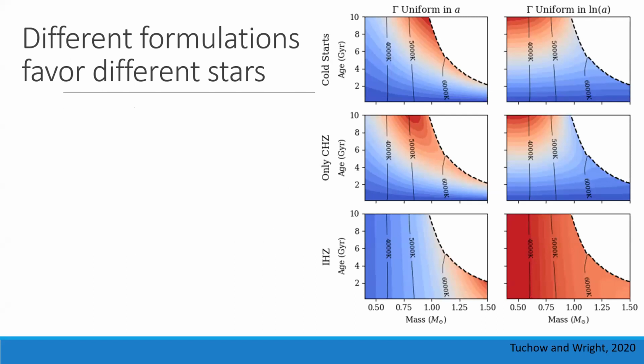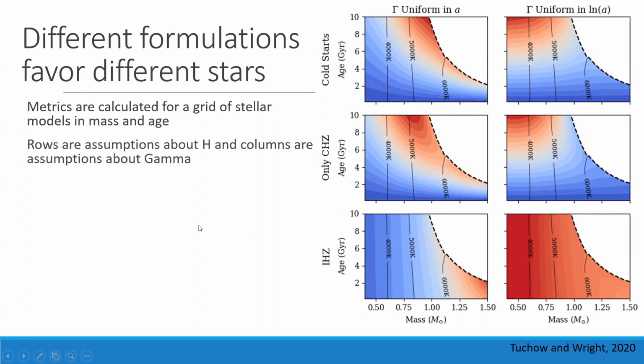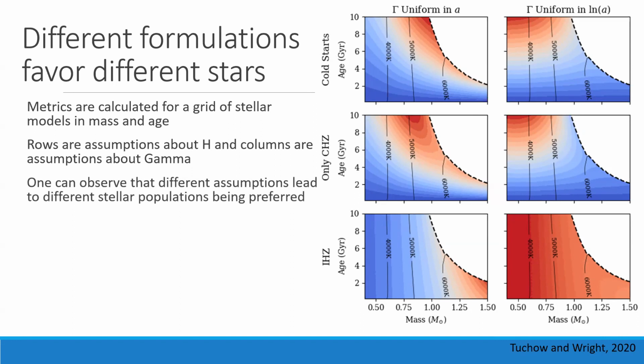So we find that different formulations of these metrics favor vastly different populations of target stars. So in this figure over here, we have metrics that are calculated for a grid of stellar models in mass and age. And the rows here are assumptions about H, the probability of biosignature emergence, and columns are assumptions about gamma, the planetary distribution function. So one can observe that different assumptions lead to different stellar populations being preferred. Here, the red values have higher values for these metrics, whereas the blue values are lower values.